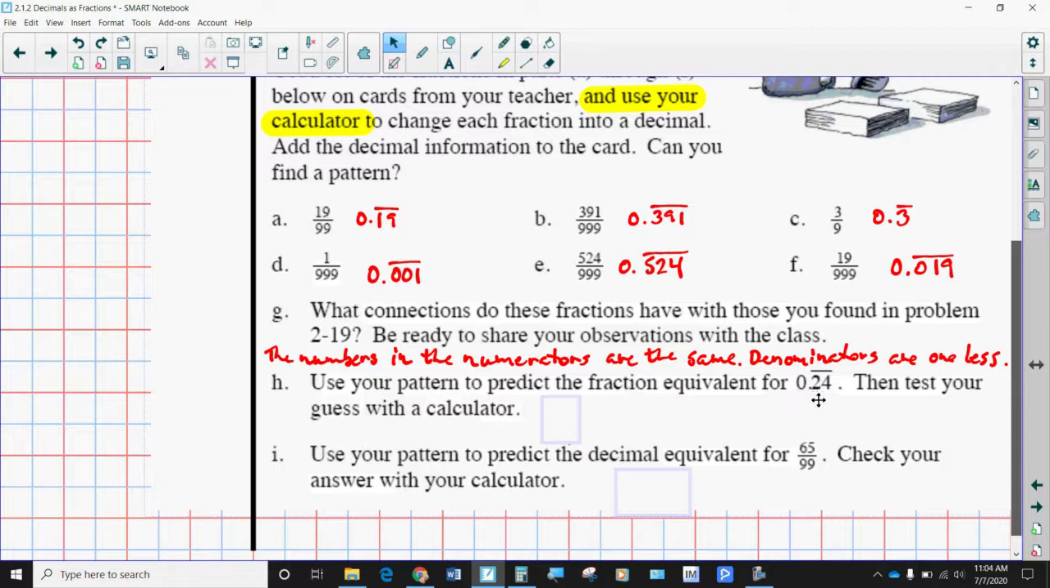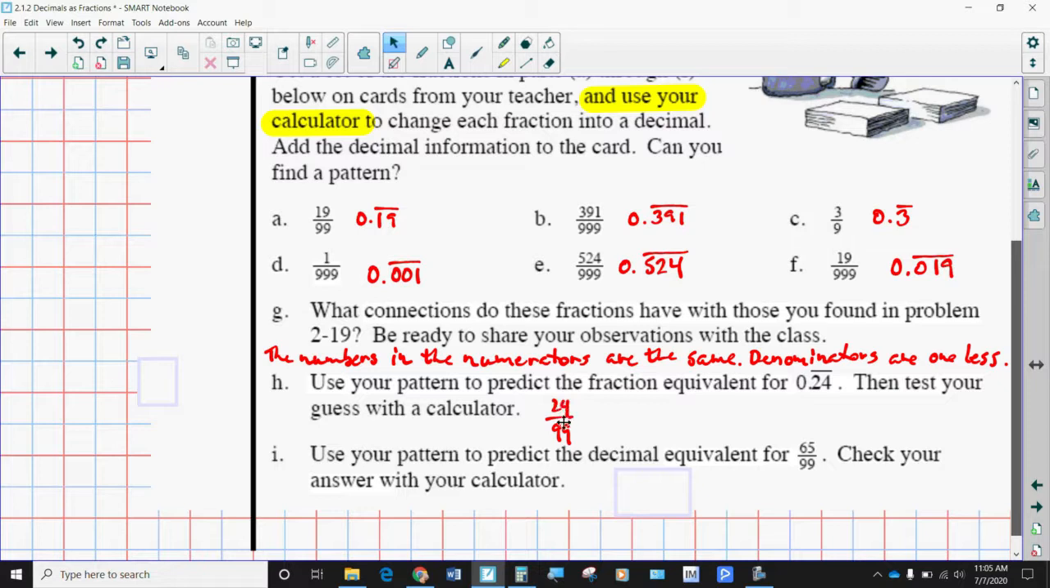So use this pattern that we did here to see if you can predict what you think is going to be the fraction equivalent of 0.24 repeated, and then do the same thing for problem I, but go in the other direction. What do you think is going to be the decimal equivalent for 65 over 99? Think you got it? What's our fraction for 0.24 repeated? It's 24 over 99.